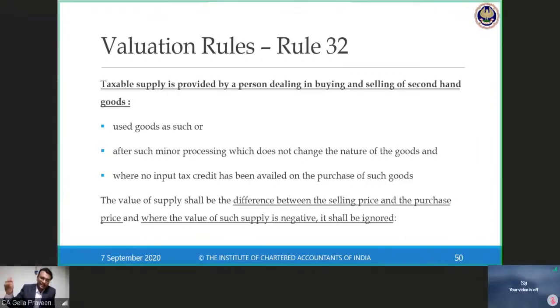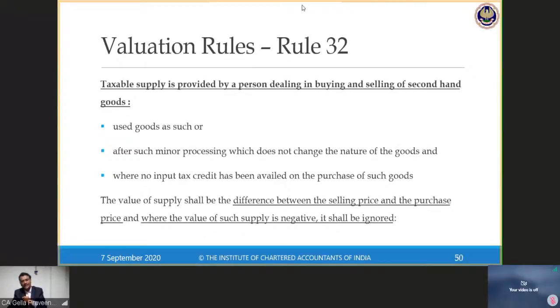I bought the car at 3 lakh. I'm selling it at 2 lakh 80,000. My value of supply is negative 20,000. So Rule 32 says that we ignore that value of supply. Ignore the value of supply. Now this is what my Rule 32 talks about.